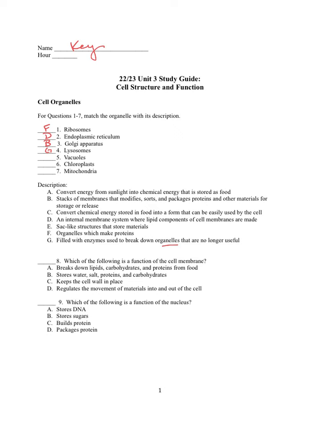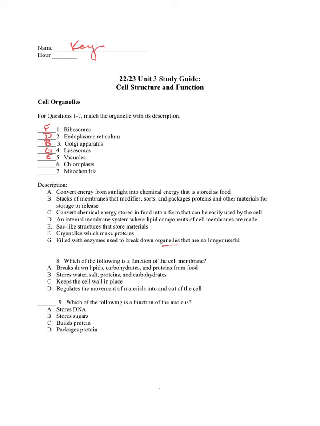Number 5 is vacuoles. Remember that vacuoles can store things, and they can be a large central vacuole like in a plant cell, or you can have many small vacuoles like you would have in an animal cell. Either way, these sac-like structures are letter E.